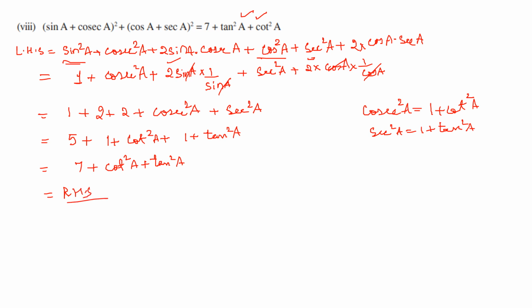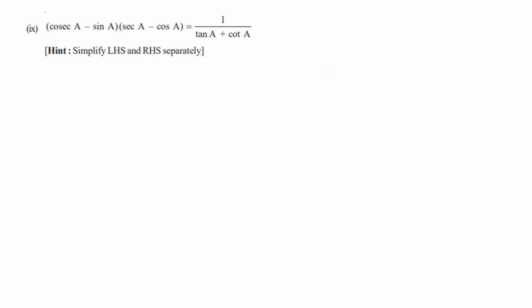Okay, now moving to the 9th question. Now question number 9: (cosec a minus sin a) into (sec a minus cos a) equals 1 by (tan a plus cot a). And it is given, simplify LHS and RHS separately. So let's do that. First take LHS.